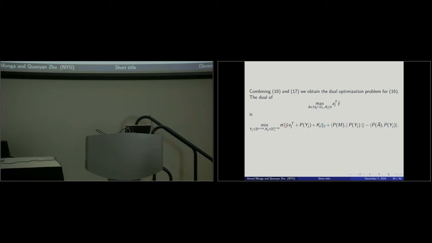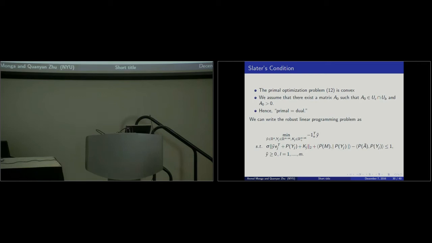It can be shown that the primal is actually equal to the dual. Here YJ and KJ are matrices that we are looking for. So eventually, you can write this robust linear programming problem as the following problem: you have this linear objective, and you have this as your constraint. What's interesting, which I'm not going to show you, is that this can be written as a semi-definite programming problem, which is another convex optimization problem.